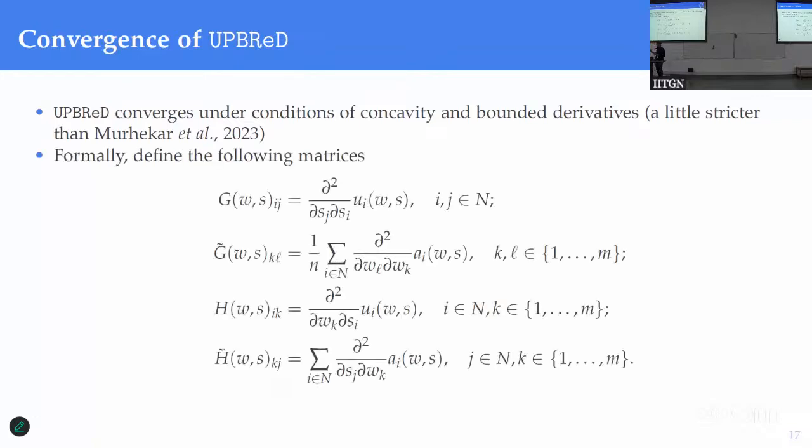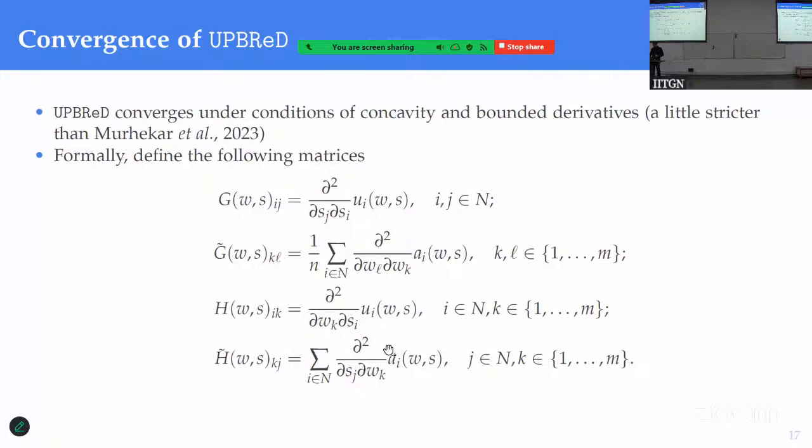these are the matrices that we are looking at. The double derivative of the utility of agent i constitutes the first matrix, and similarly you can define this with respect to W. Because W is a vector, you have different components, however many parameters you want to learn. It's taking that double derivative and taking the average of all of them, and similarly the cross derivatives.